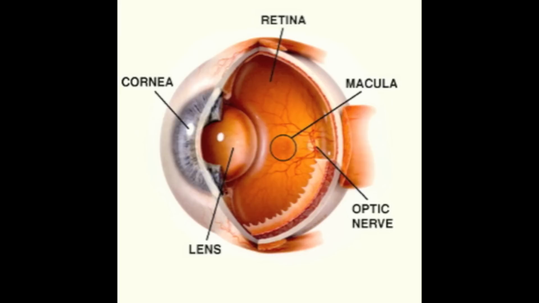After passing through the pupil, the light then hits the lens, which further refracts the light, allowing it to focus on the retina. The lens can also change its curvature depending on the distance of the object in focus.